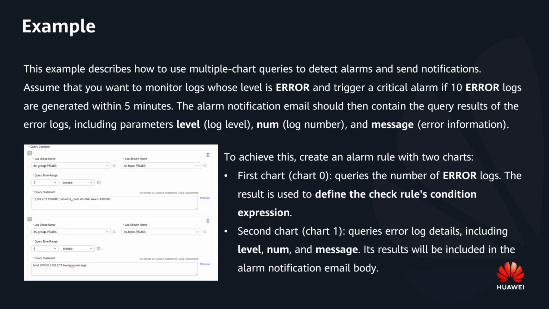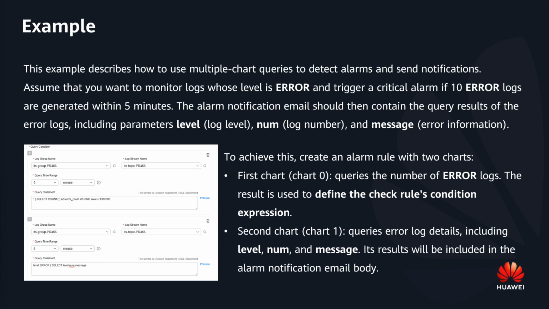Let's walk through a practical example of a multi-chart query alarm rule. Assume that you want to monitor logs whose level is error and trigger a critical alarm if 10 error logs are generated within 5 minutes. When this condition is met, an email notification should be sent. It should contain the query results of the error logs, including the log level, count, and error message.